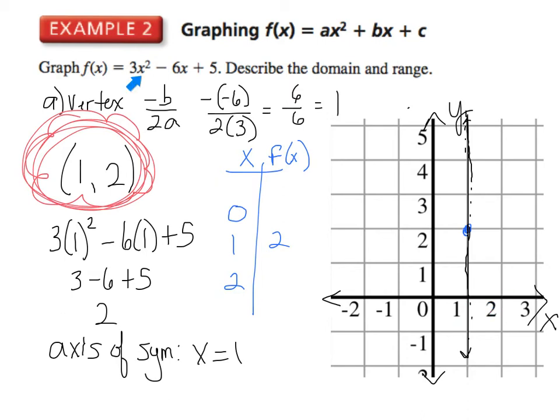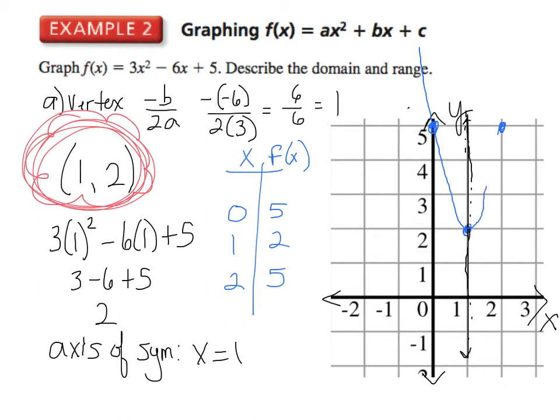So if I plug in 0 here, that's 3 times 0, which is 0, minus 6 times 0, which is 0, plus 5, which is 5. That means if I plug in 0, I get 5. Now if I plug in 2, since it's symmetric, 2 will also give me 5, which does work. So 0, 5, and 2, 5. Now you could go one more and do negative 1 and 3, which will also be the same.